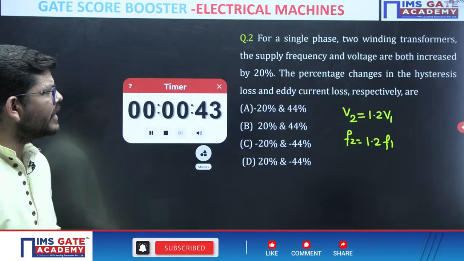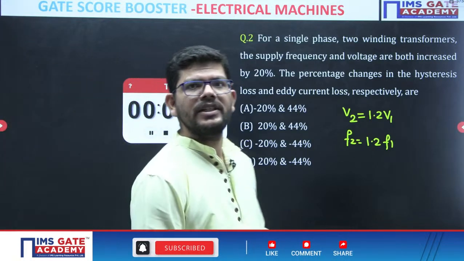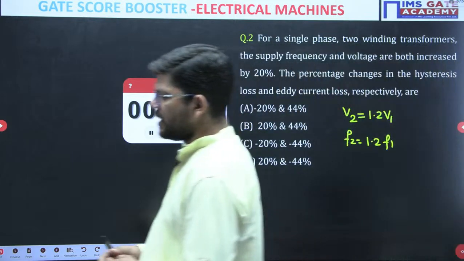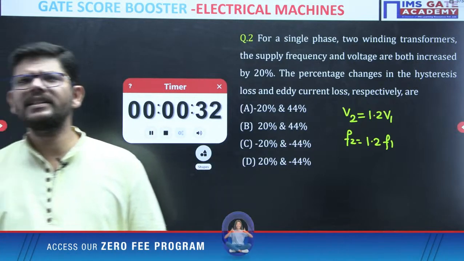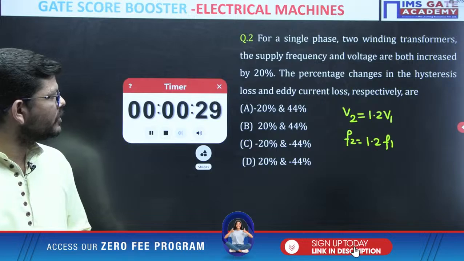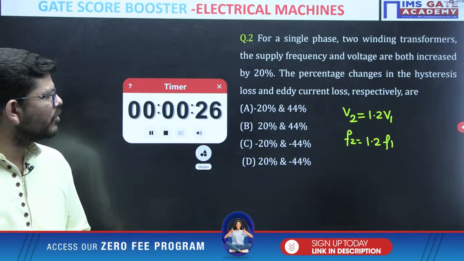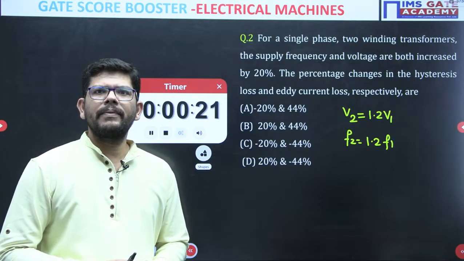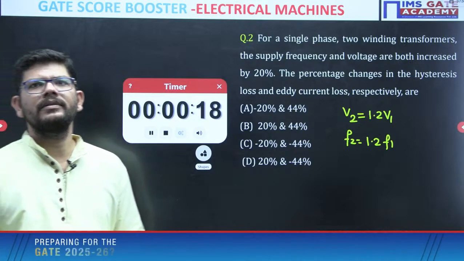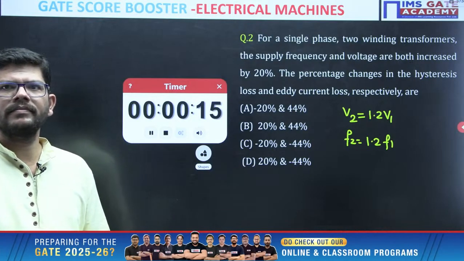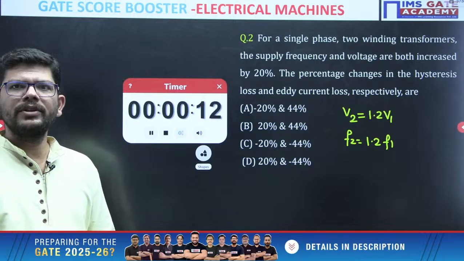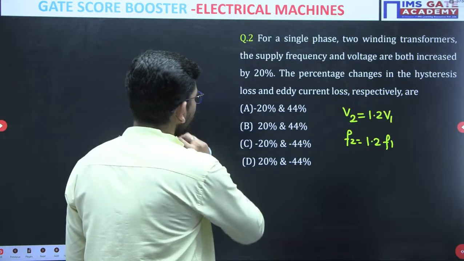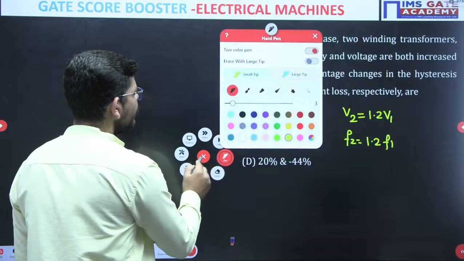Hysteresis losses and eddy current losses, that is, losses and efficiency, is one very important topic from the transformer. Sonali is getting the answer as A, which means 20% decrease and 44% increase. Bindu is also getting B. So I think we will go with B. Let's see whether B will come or not.